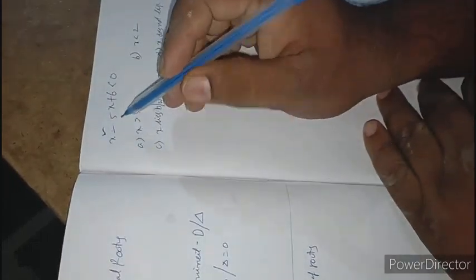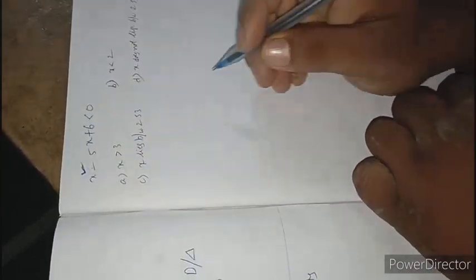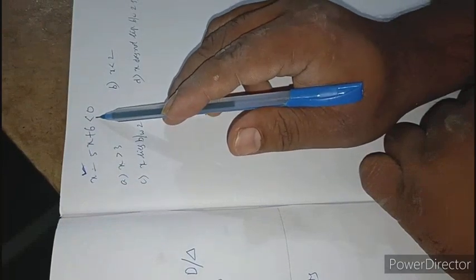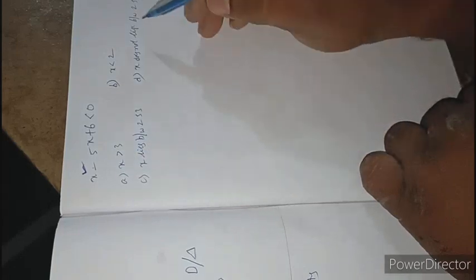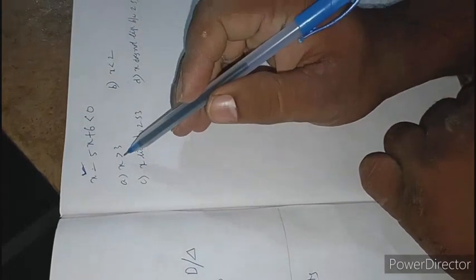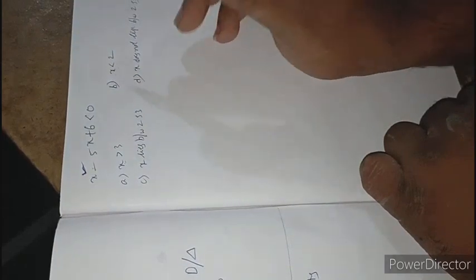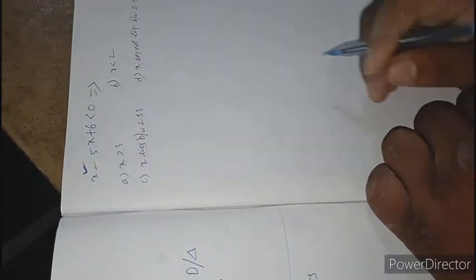We have to conclude whether the value of x in this equation lies between 2 and 3, or does not lie between 2 and 3, or x is less than 3, or x is greater than 3, or x is less than 2. This is all they gave: x square minus 5x plus 6 is less than 0. This is actually called an inequality.